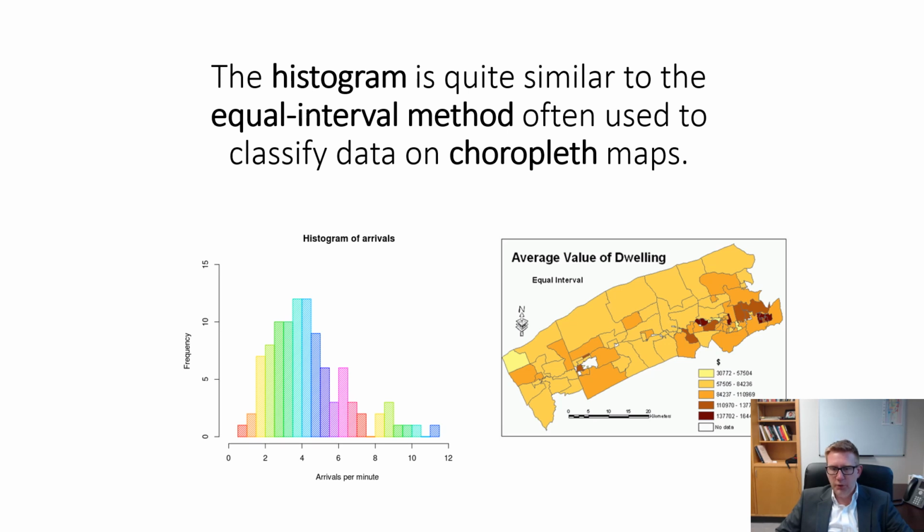And the histogram is really exactly what we do with a choropleth map, right? So in one sense, we are drawing a vertical bar to whatever the frequency value is here. And in the other, we shade that administrative region based on the number of something within that region.